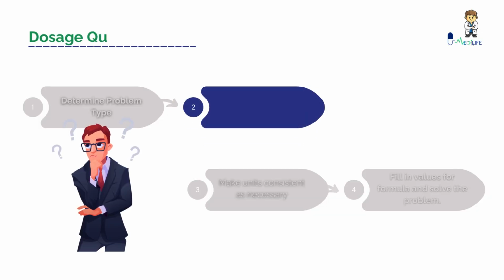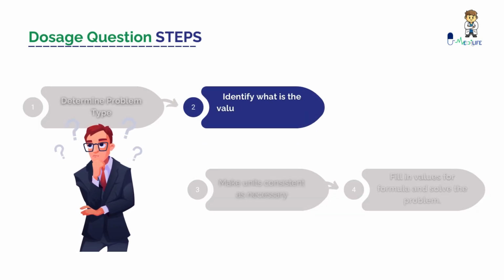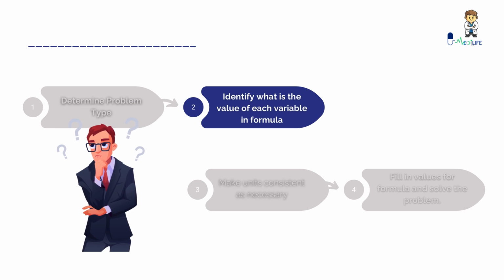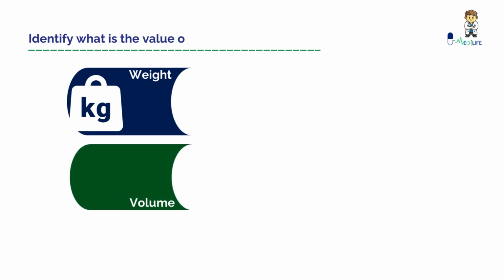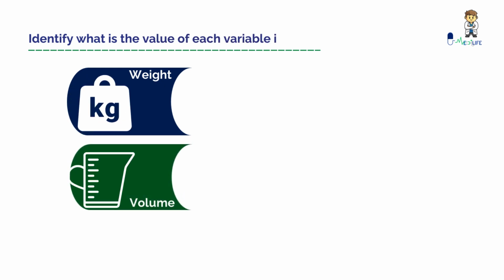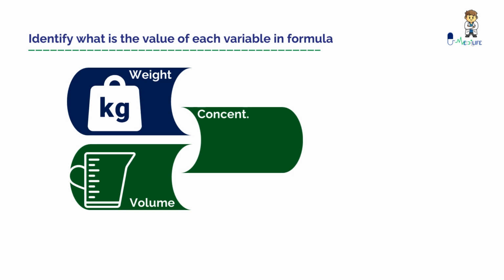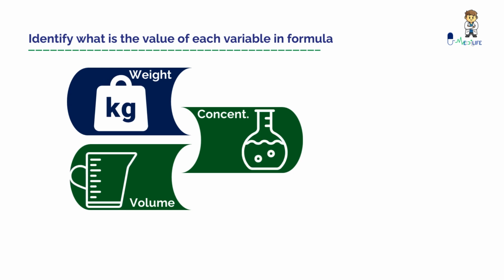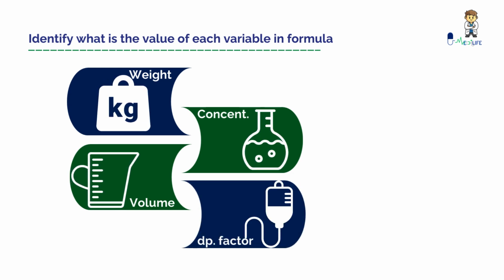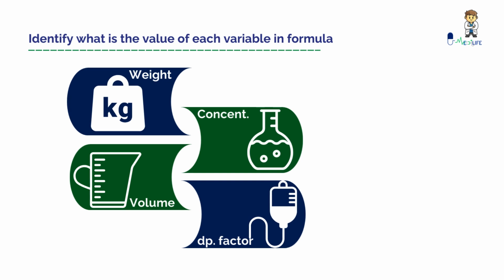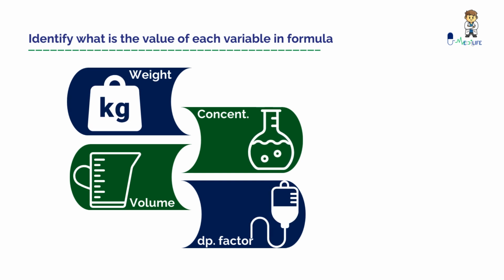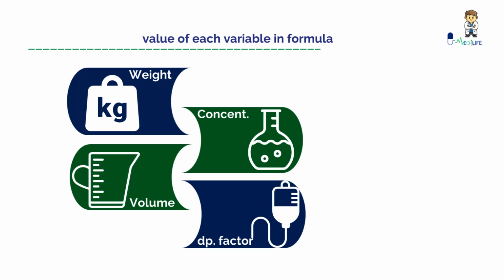Okay, we've identified the problem type. Now, let's figure out what we're actually solving for. Now, let's determine the values for each variable in our formula. What's the volume? Is it in milliliters, liters, or something else? What about the weight? Is it in kilograms or pounds? And don't forget about concentration and drop factor. We need to find the value for each of these to solve our equation. Remember, the more precise you are with your variables, the more accurate your final calculation will be.